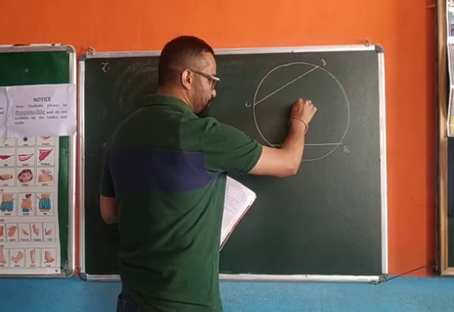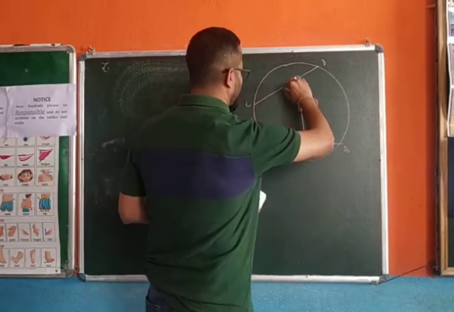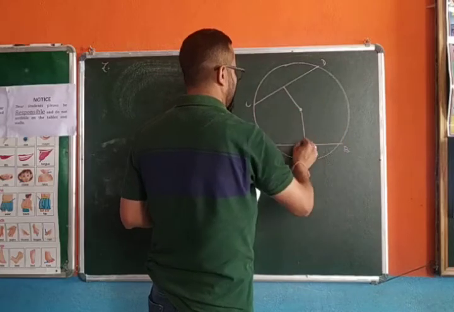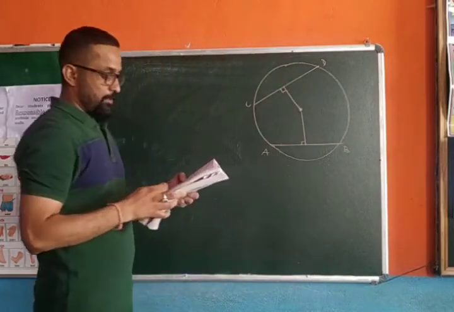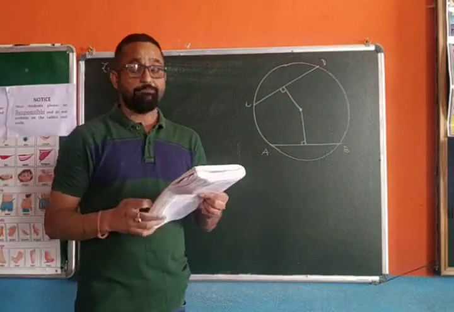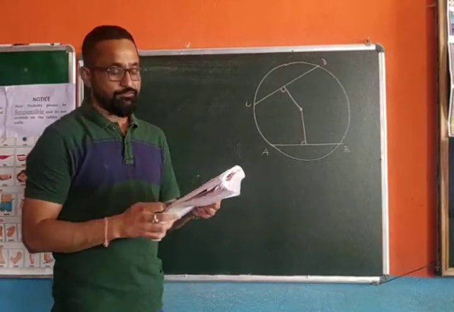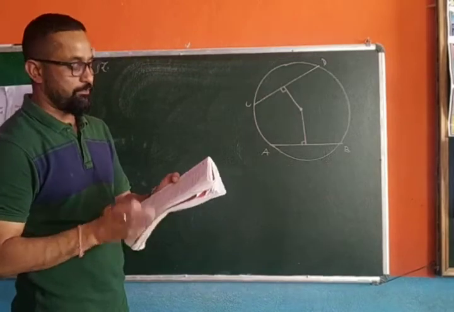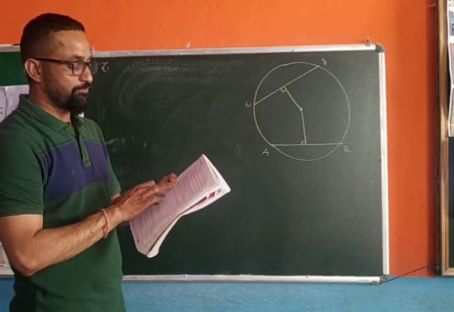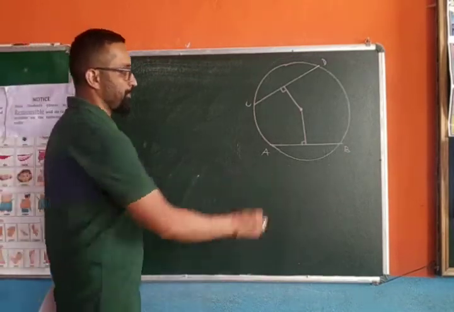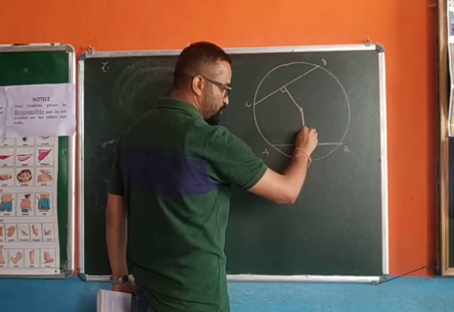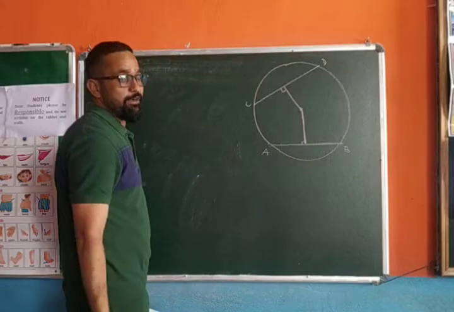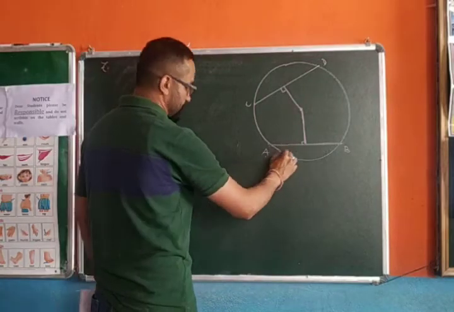You have a perpendicular drawn, which makes a 90-degree angle. Then the question says find the radius and the length of the chord CD. Look at the given values. Length of AB is 24. Total length is given, perpendicular is drawn. So it always divides the chord in equal halves.